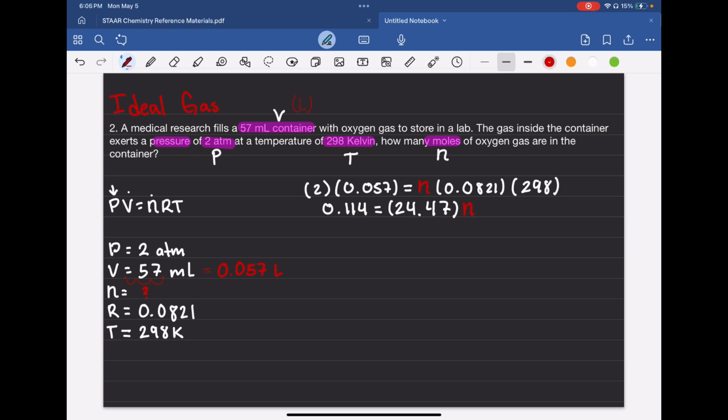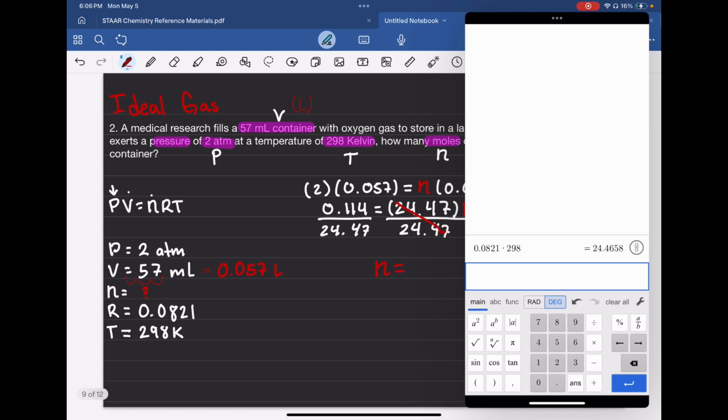Okay, now we're looking for the number of moles. To solve this, we need to isolate our N variable alone. So we do the opposite of what's occurring here. I'm multiplying 24.47 times N. So I'm going to do the opposite, which is divide. So I'm going to divide 24.47 out of both sides. Okay, so N can be alone. That cancels out. All right, and we're left with our moles on the other side. So we're going to divide 0.114 by 24.47.